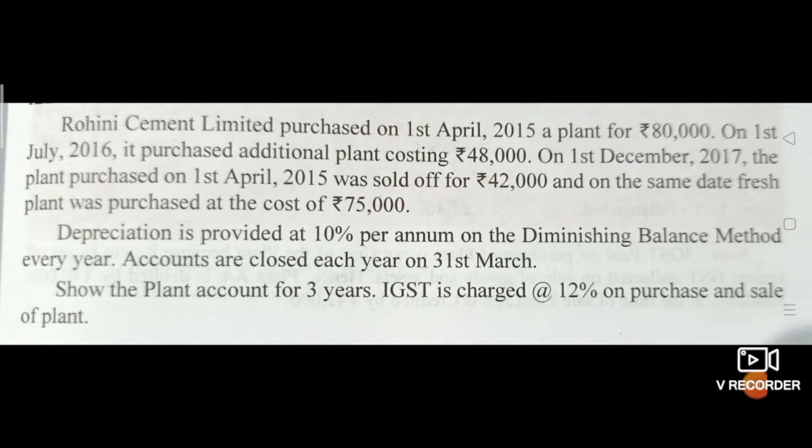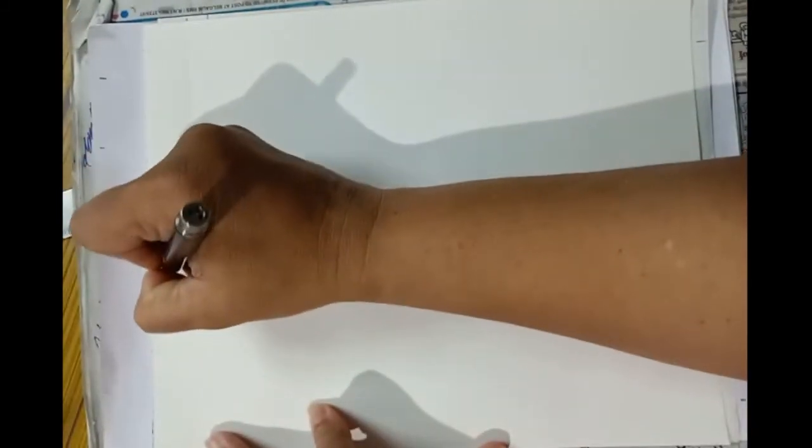So let's start now. We'll prepare plant account from 1st April 2015 to 31st March 2018, 3 years. Okay. First year will be 15-16, second year 16-17 and third year will be 17-18. So let's start now. So here we will prepare plant account of Rohini Cement Limited and I will prepare the working note here.